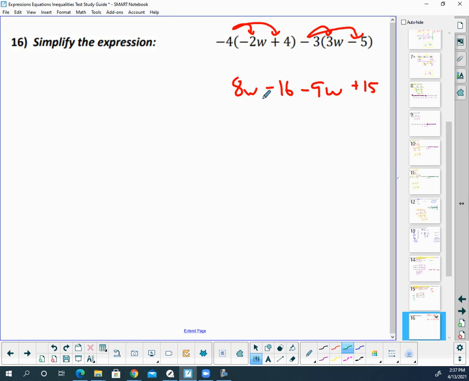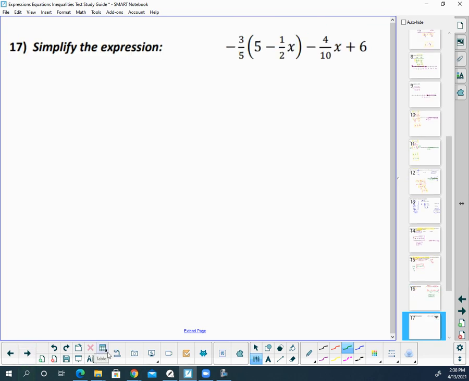So now that I have my different terms, I can put commas in there. It's 8W minus 16 minus 9W plus 15. So 8W and -9W together, they make -1W, or I would just write it as -W. -16 would combine with +15. Well, I have more negatives than positives, so it's negative. What's -16 plus 15? Well, the answer is -1. So the correct answer is -W minus 1. That's the answer I would go with.